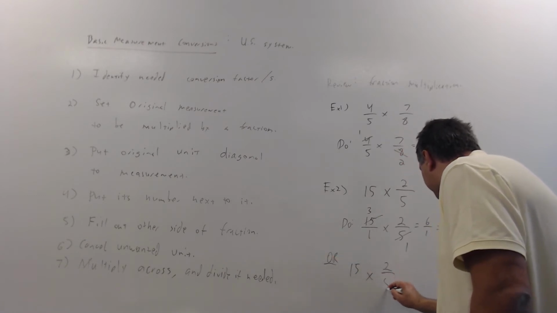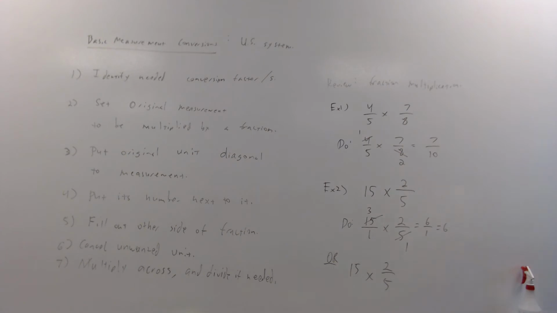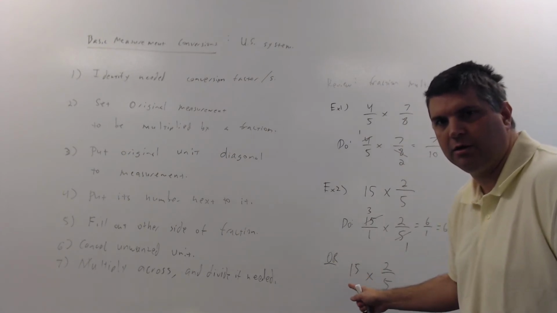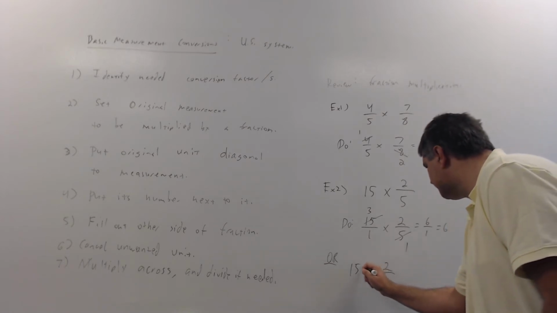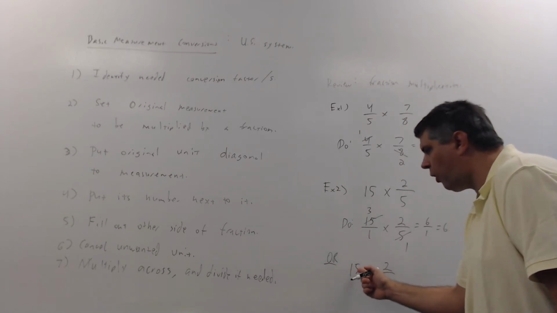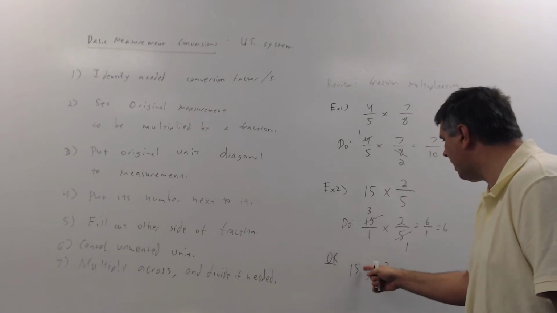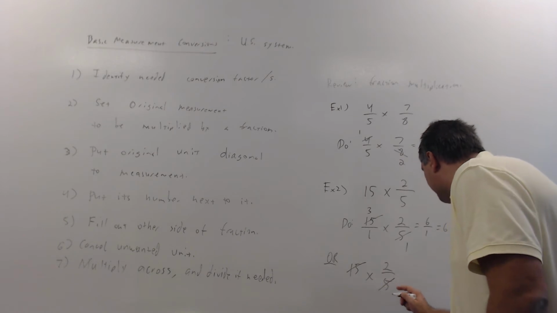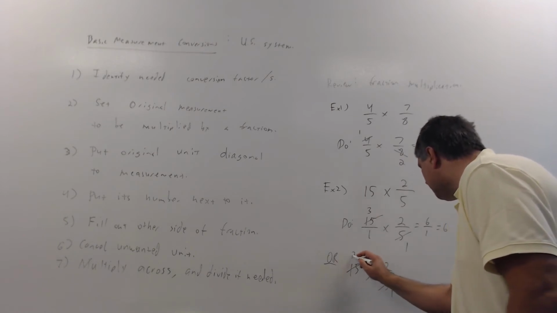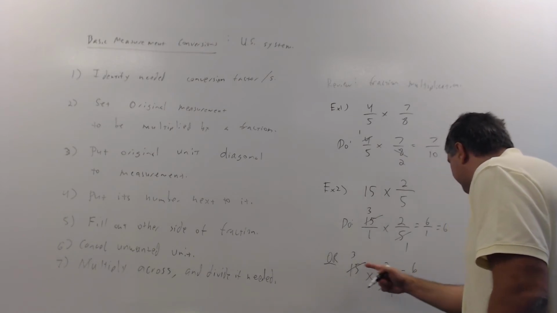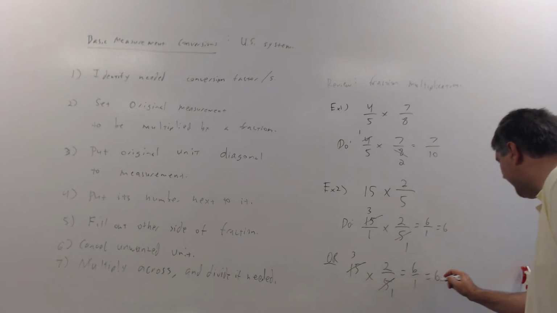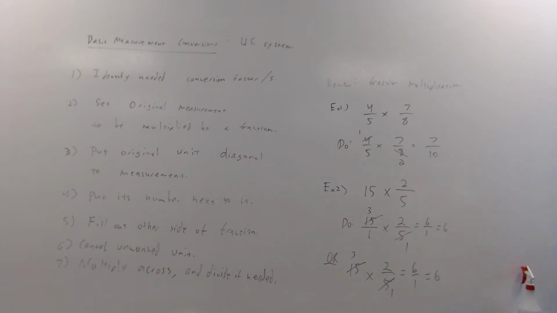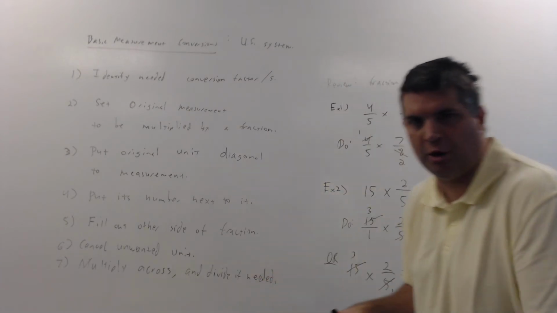Alternate approach. 15 times 2/5. You could still treat the 15 as a numerator, because any whole number is really a fraction over 1. So, 15 and 5 are both divisible by 5. 1, 3, we have 6 over 1, which is just 6. Okay? So that is the basis of what we're about to be doing.